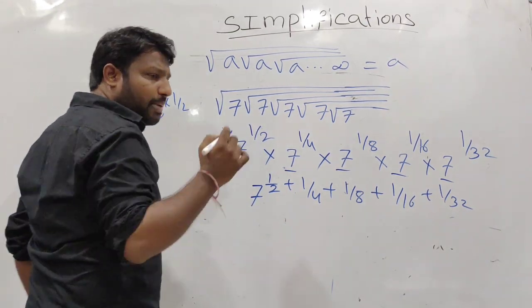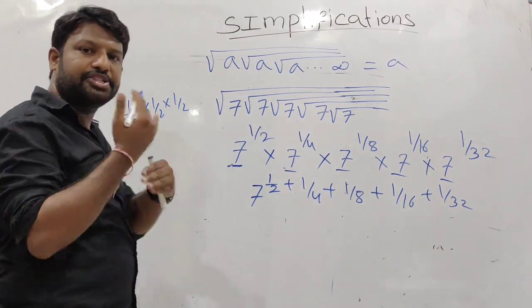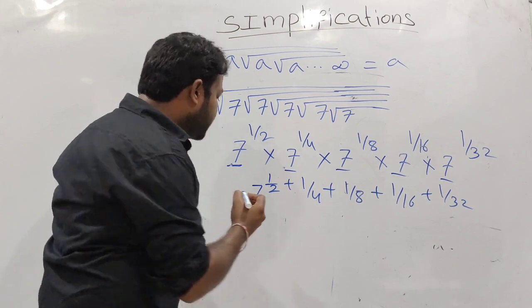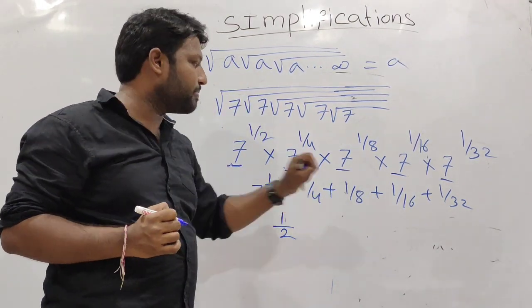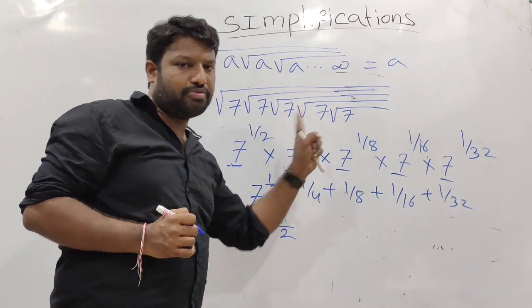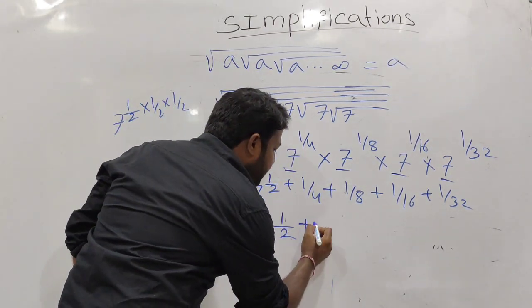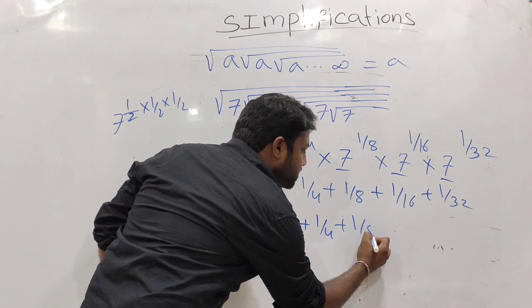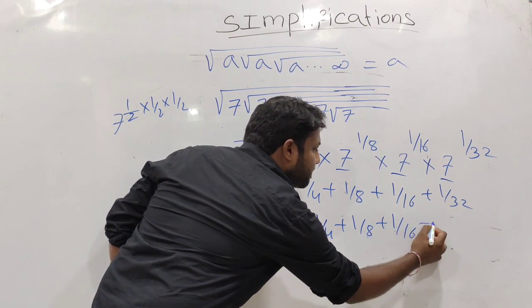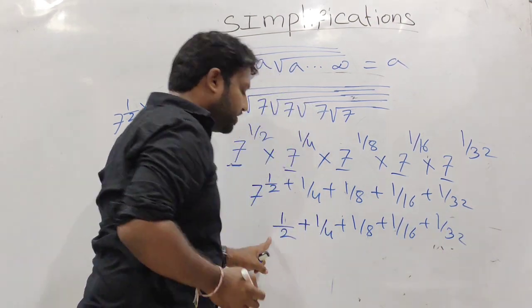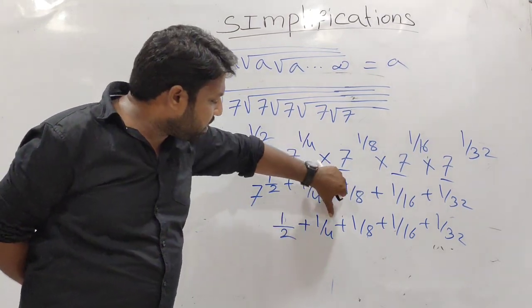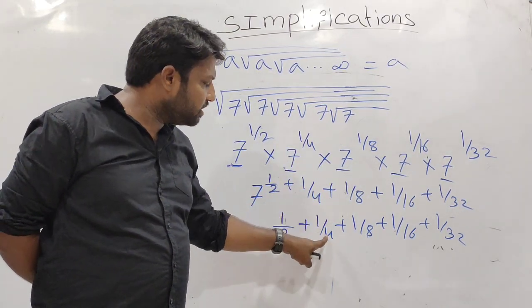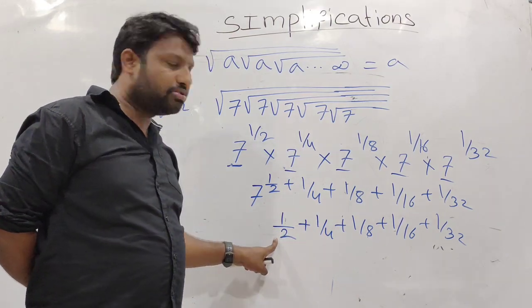Now see this, if the numbers are in GP. GP means geometric progression. Suppose I am taking these powers: 1 by 2 plus 1 by 4 plus 1 by 8 plus 1 by 16 plus 1 by 32. These are in GP, which means their ratios should be the same. Here the second term is 1 by 4, and the first term is 1 by 2.